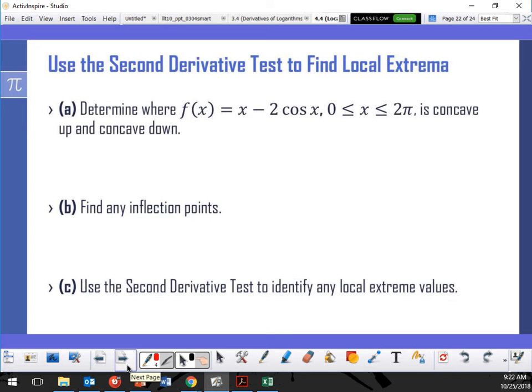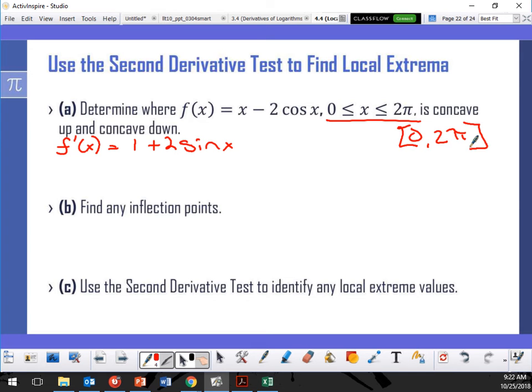All right, so now right here. A, determine where it is concave up and concave down. So first, do the first derivative. So f prime of x is going to be 1 plus 2 cosine, sine, dang it. Because the derivative of cosine is negative sine, right? Sine of x, and it's on the interval from 0 to 2 pi.